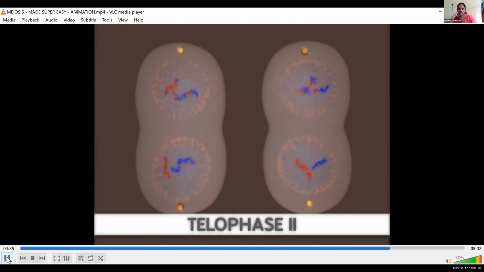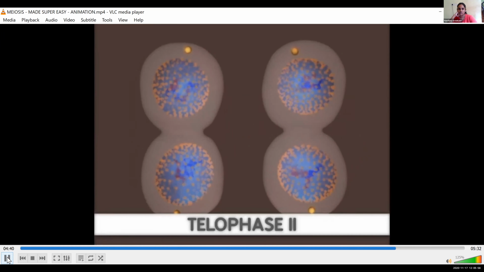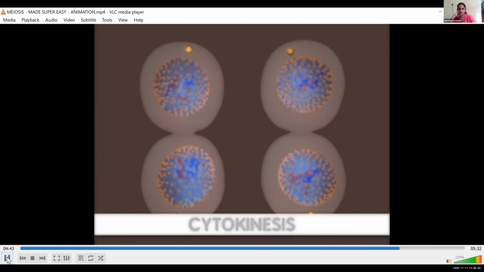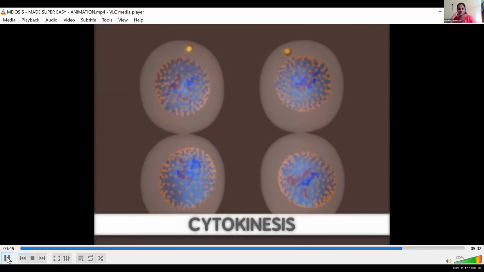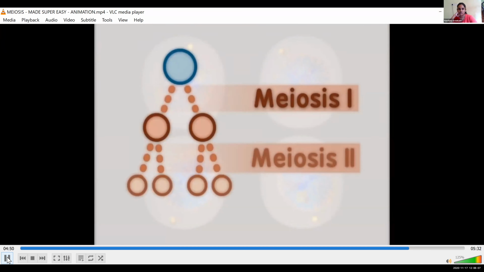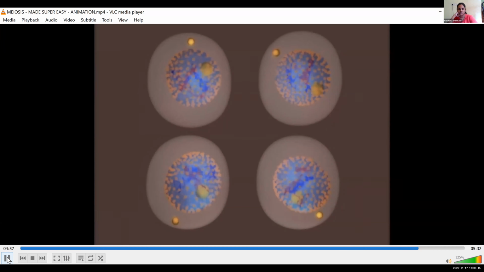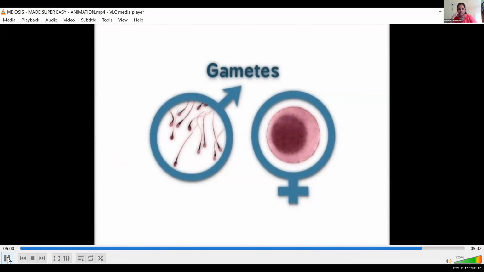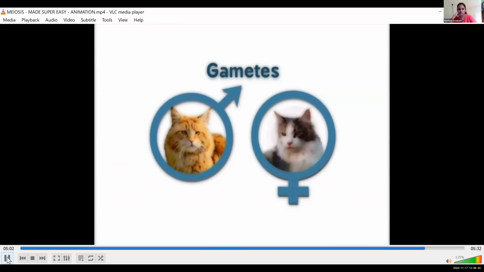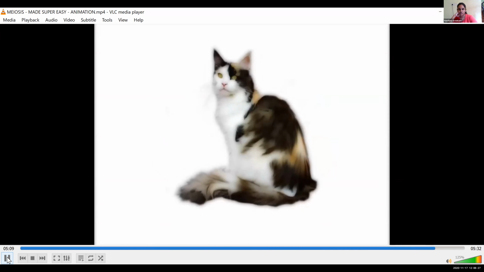In telophase II, the nuclear membrane reforms and the cytoplasm is divided into the 2 haploid daughter cells. This division is called cytokinesis. Since meiosis II began with 2 cells, and each of those cells was split into 2 cells, we now have 4 unique haploid cells at the end of meiosis. These cells are gametes. 2 gametes, one from a father and one from a mother, may fuse to produce a diploid embryo. The resulting embryo then grows through many cycles of mitosis.